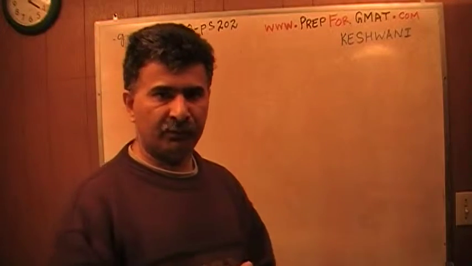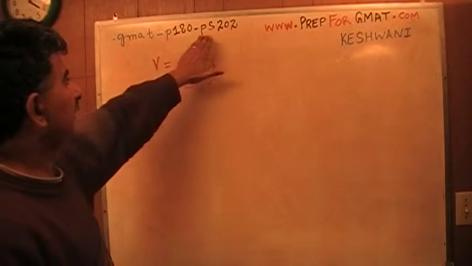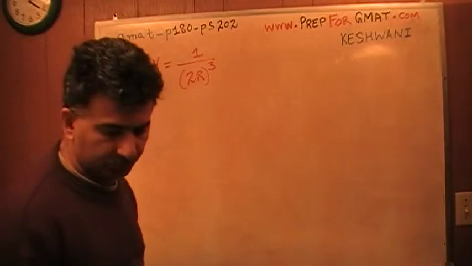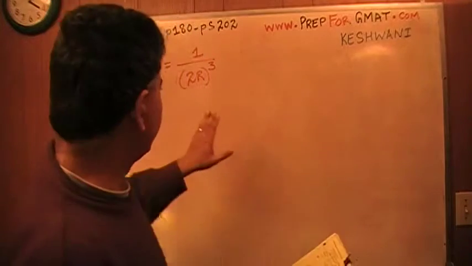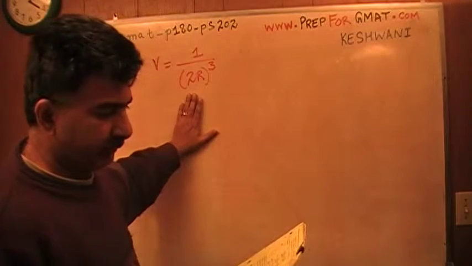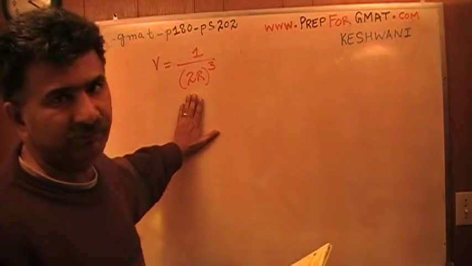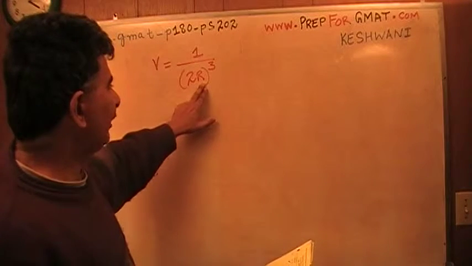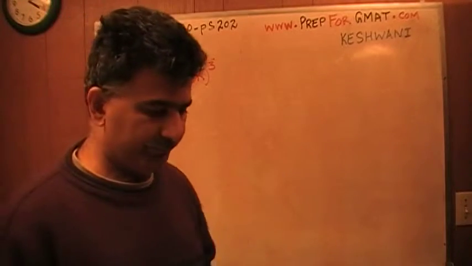The problem that I'm about to solve is the one that you will find on page number 180, problem solving number 202. Let's take a look at it. Here is the formula, I wrote it down ahead of time. What happens to the value of v if r is halved? For example, whatever the value of r is now, if you have half as much as before, what will happen to the value of v?